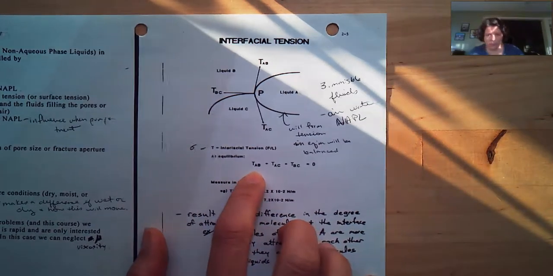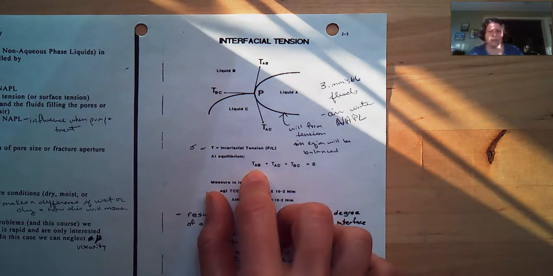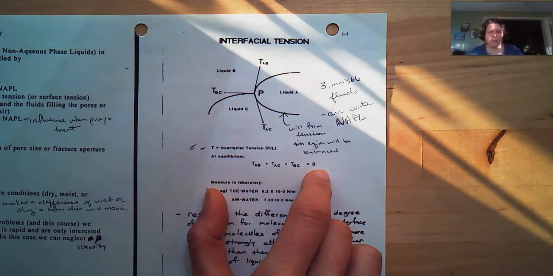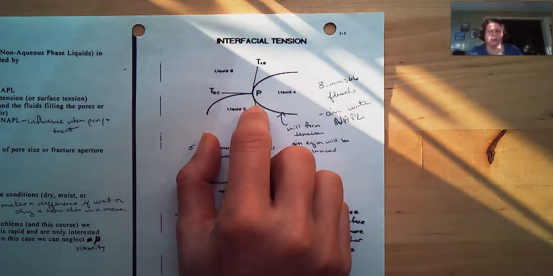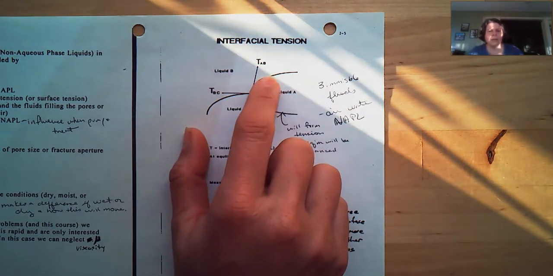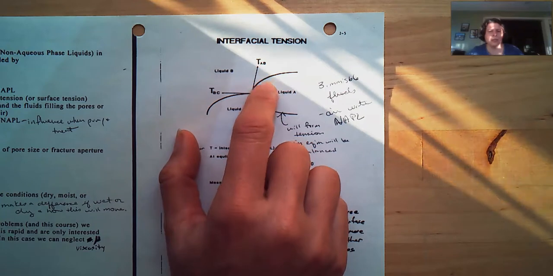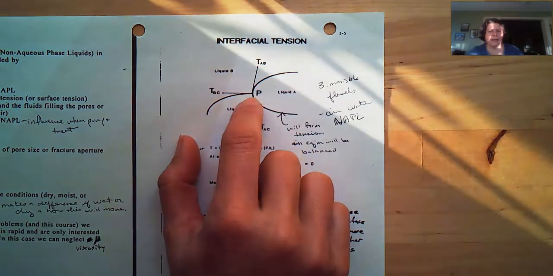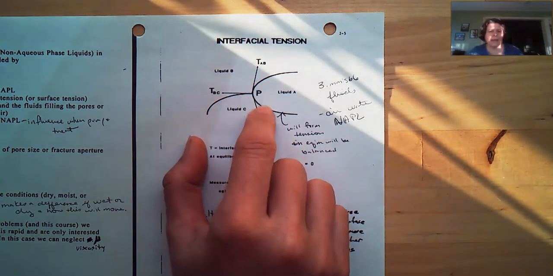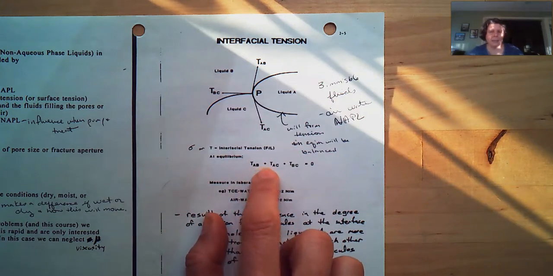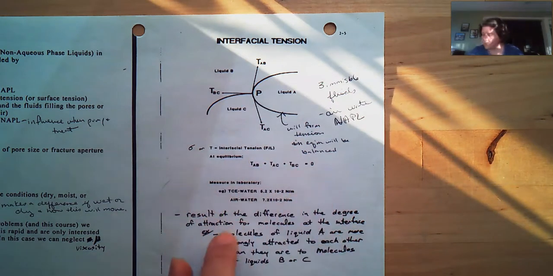So this is our sigma over here, or our T, which is our interfacial tension here, is at equilibrium when you have them in equilibrium between the three different compounds equals 0. So these three angles all together equals 0, and so we can see that this tension here between A and B is like that, between B and C is like that, and between A and C is like that. When we add up all those, it equals 0 in there.